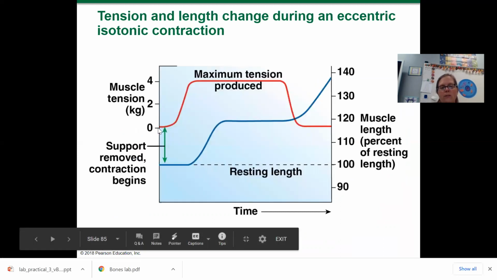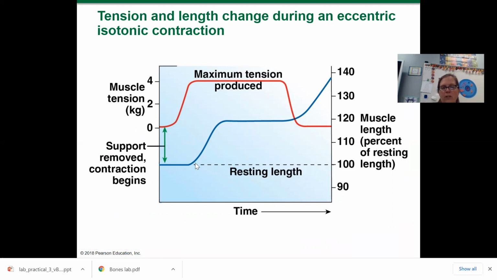For this one, you can see that this red line looks very similar, but as far as muscle length, as the contraction begins, that muscle length increases and continues to increase until a stop point.